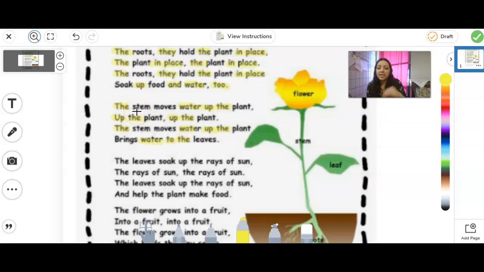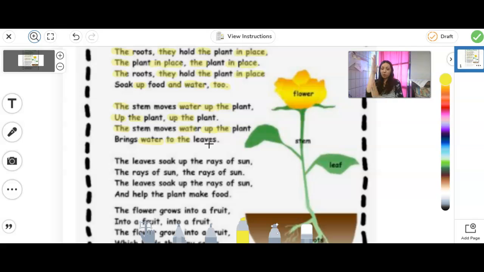So let's look at this word. Stem. The stem moves water up the plant, up the plant, up the plant. The stem moves water up the plant, brings water to the leaves. And there's a motion we have for that too, because our stem is going to go straight up. It's the part that helps, it's kind of like a backbone for the flower. And so what that stem does is we're going to act like we're the water, and you're going to say, the stem moves water up the plant, up the plant, up the plant.